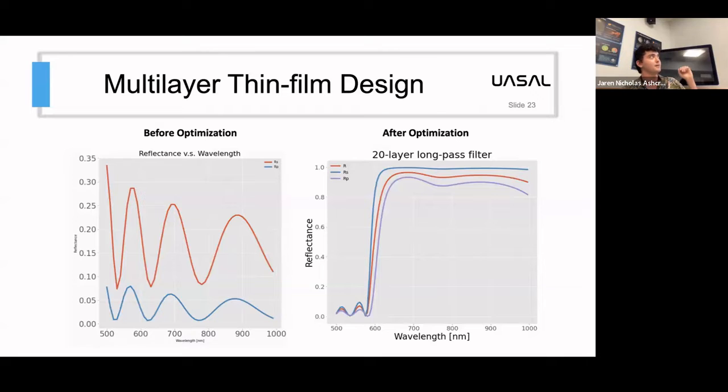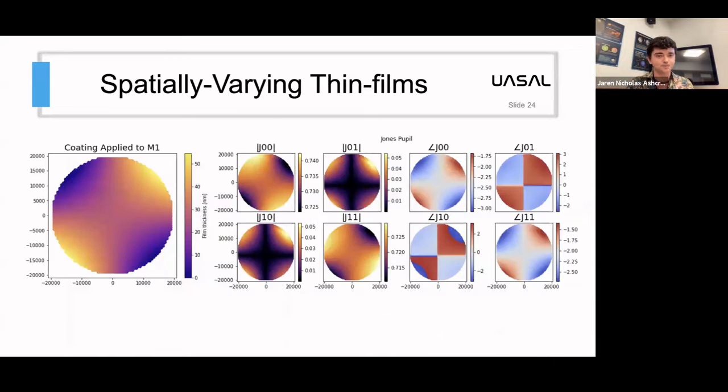And then I fed it to an optimizer in SciPy to see if I could create a long pass filter that passed things past 600 nanometers. And indeed, it figured it out. We can also use this in the polarization ray tracing calculations to see how multi-layer thin films on observatory mirrors, say, or dichroics, will impact the polarization dependent performance of a system.